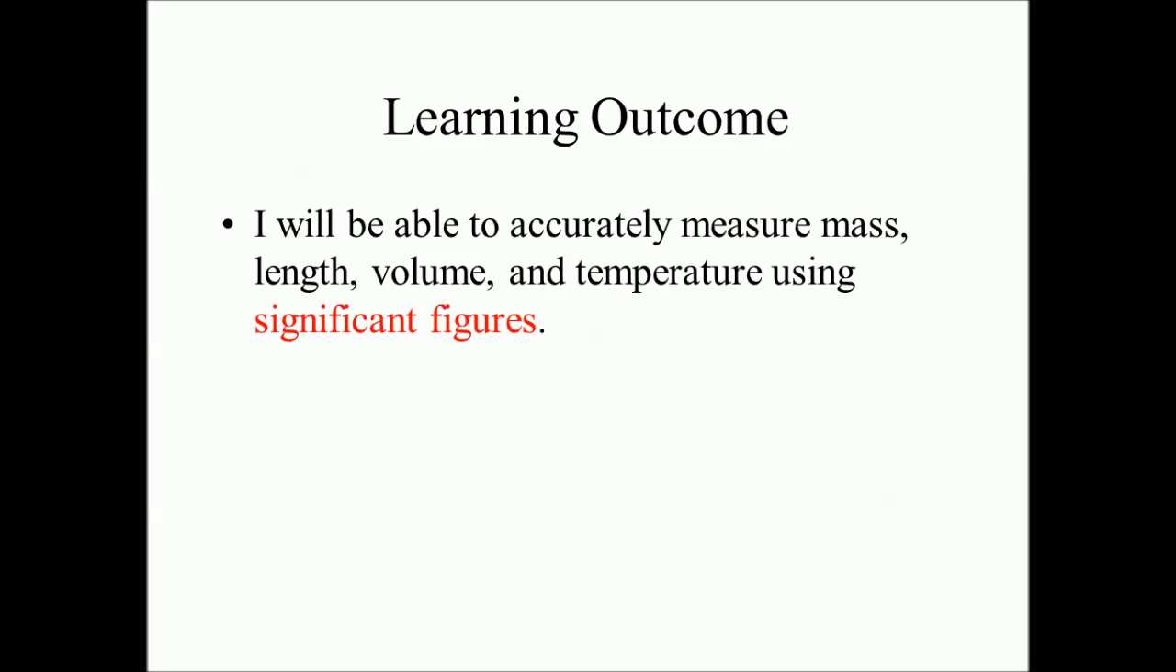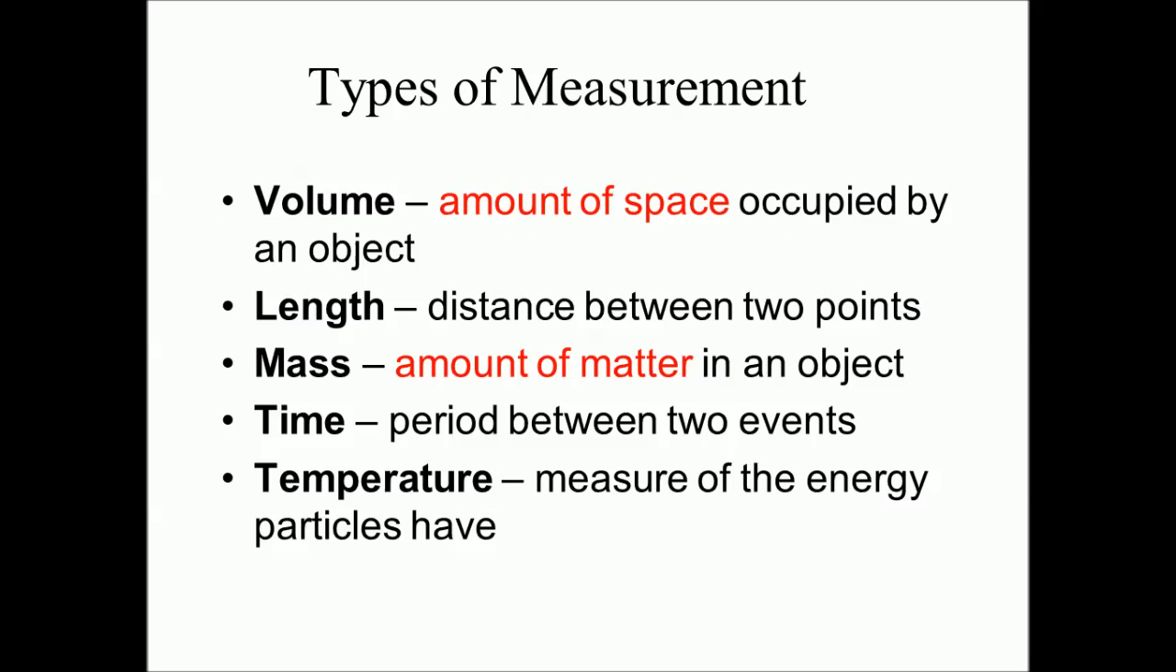But before we can really get further into significant figures, we need to talk a little bit about the different types of measurement that we'll do in this class. So there's volume, and volume is just the amount of space that an object takes up. So, you would have your own volume because you're taking up space. Or if you picture a 2 liter of soda, well, the size of that bottle takes up 2 liters of space. Length is just the distance between any 2 points. Mass is the amount of matter in an object. So it's almost like how many atoms there are per a certain size. So it's how much matter there is. Time is the period between two events, and then temperature is a measure of how much energy atoms or particles have.